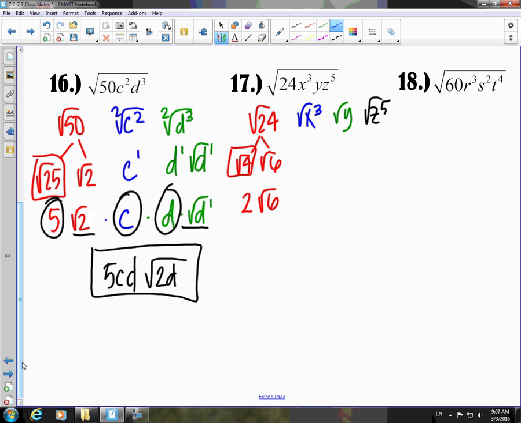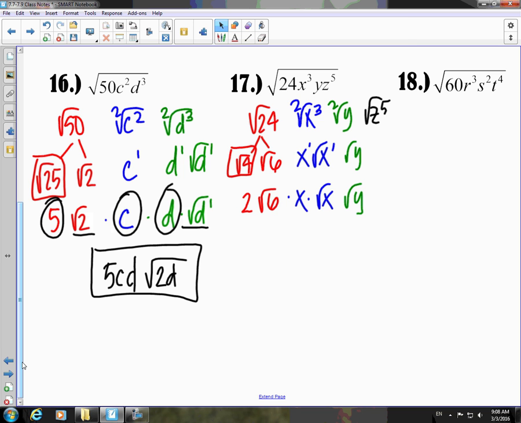If I'm looking at my x's now, again, there's a 2. So how many times does 2 go into 3? That's once, with a remainder of 1 inside as well. And I'll bring that down here. Again, there's a 2 sitting outside these, so nothing comes out there. So I'm left with just the square root of y, because 2 doesn't go into 1 evenly. And then z to the fifth means I can take 2 groups of 2 out, leaving me with 1 inside. So I've got z squared and the square root of z left.